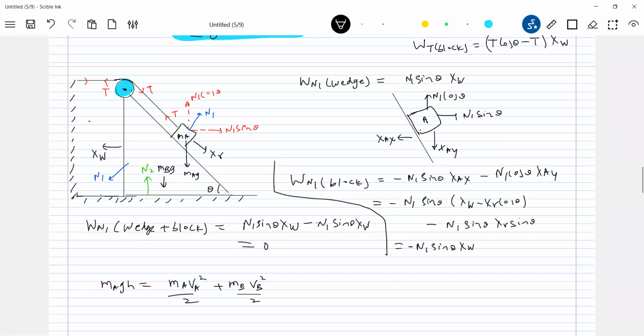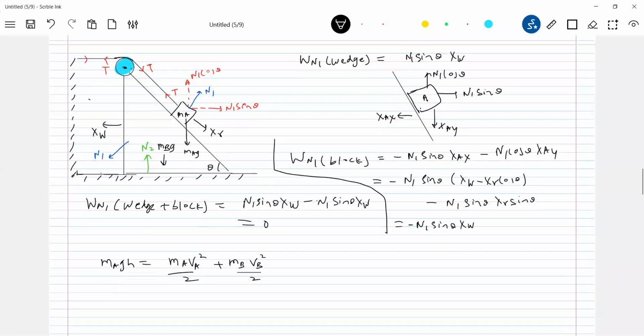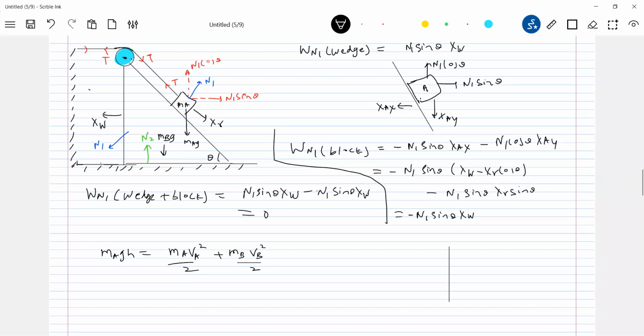V_A is the speed of the block with respect to the wedge. So speed of the block with respect to ground, but we don't know the speed of the block with respect to ground. How to bring that? Again, one more big trouble. So what is the thing that is happening here? I took this problem because almost maximum concepts are covered here.